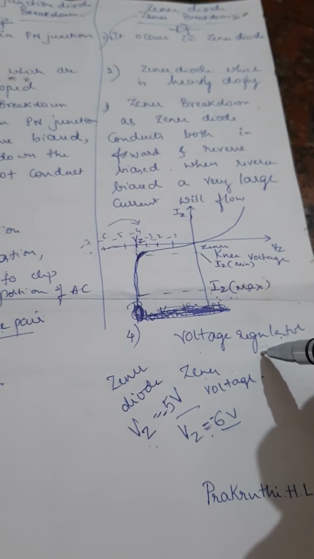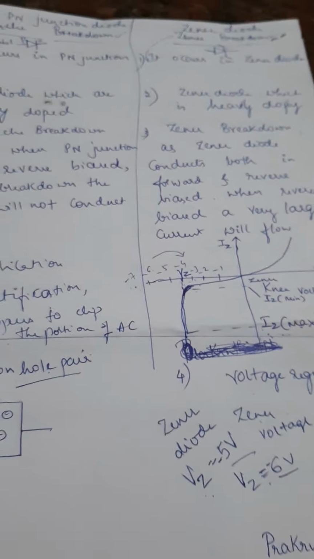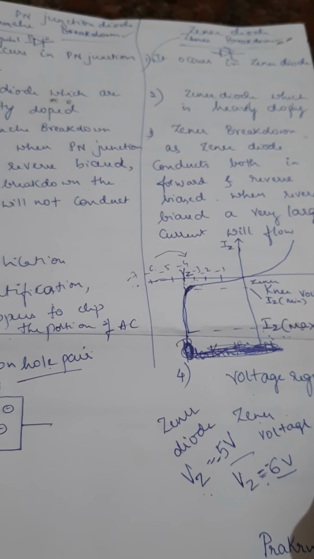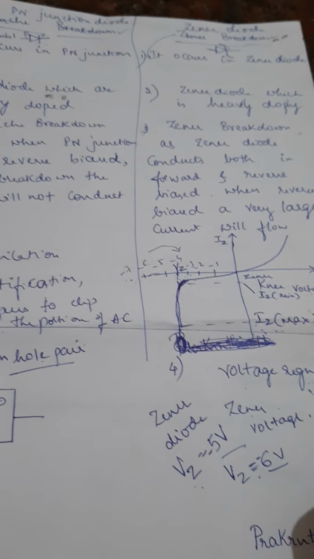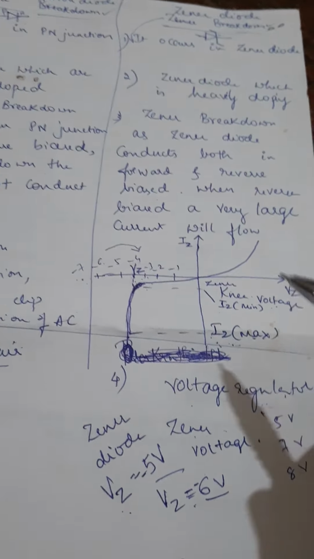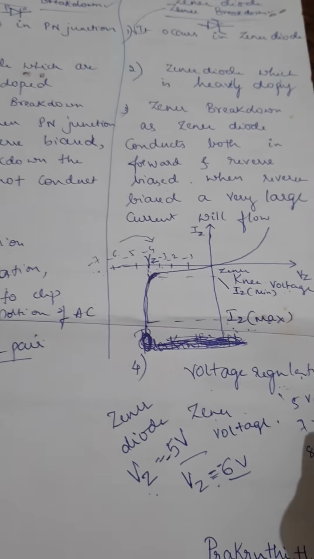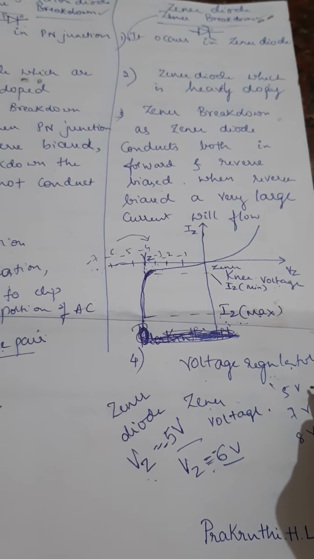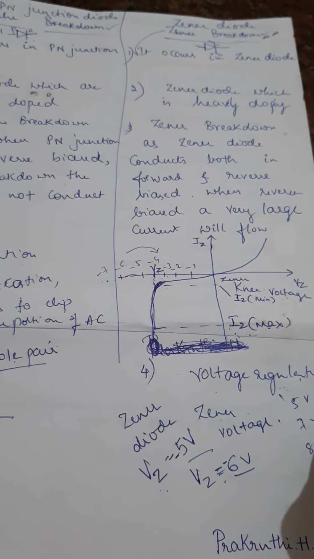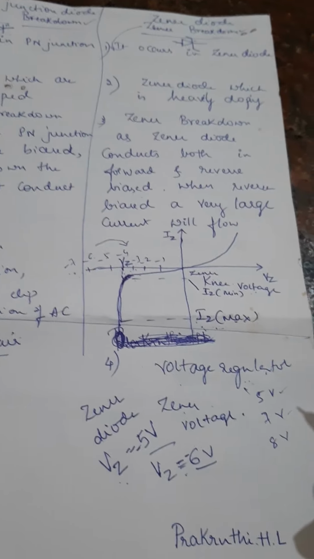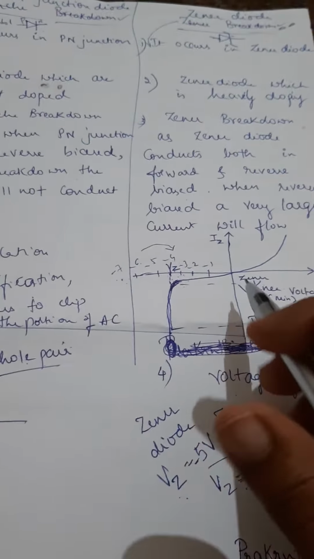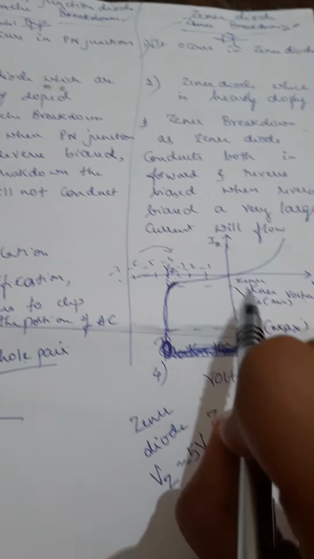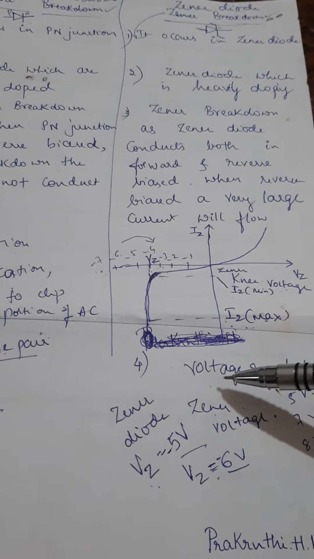Whenever you require an output voltage of only 5 volt or 7 volt or 8 volt or 10 volt, the Zener diode is used, and the output voltage provided by the circuit will be 5 volt, 7 volt or 8 volt, whatever the manufacturer has set. So the main application of the Zener diode, we have seen, is voltage regulation.